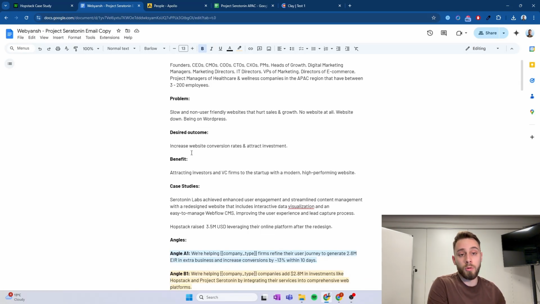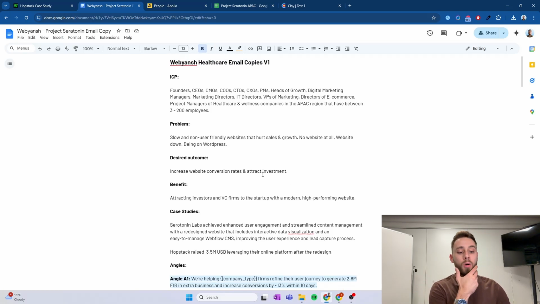The desired outcome from a website rebuild would basically be an increase in website conversion rates, and could be attracting investment, because we're dealing with startups. If we're dealing with smaller organizations, then they might have need for these funds. Well, the majority of them have need for these funds. Now, the benefit, again, attracting investors and VC firms to the startup with a modern, high-performing website.